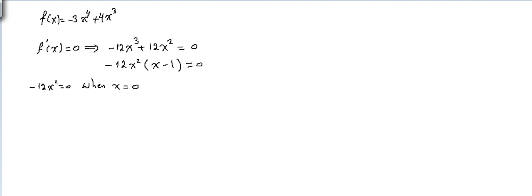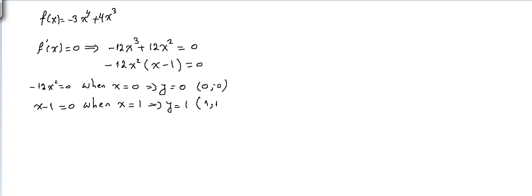negative 12x squared equals 0, so x equals 0. To find y, we substitute x equals 0 in the original function, and we get 0, so we have the point (0, 0). And x minus 1 equals 0 gives x equals 1. Also, we can substitute x equals 1 in the original function: we get minus 3 times 1, which is minus 3, plus 4, that is 1. So we have (1, 1).